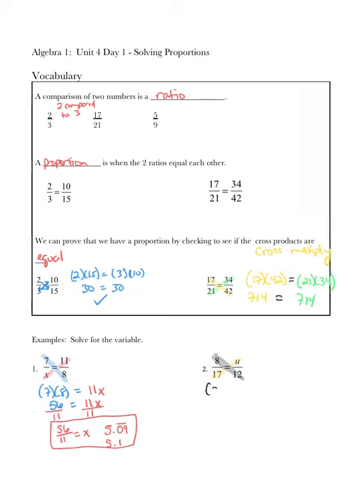We have 8 times 12 equals 17u. Remember, we don't write the multiplication symbol when we do a number multiplied by a variable. We just write them together. So this is 96 equals 17u. Divide both sides by 17. And so we're going to keep it as a fraction. 96 over 17 equals u.